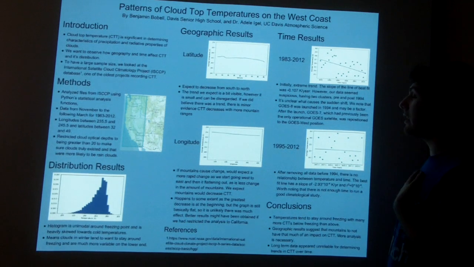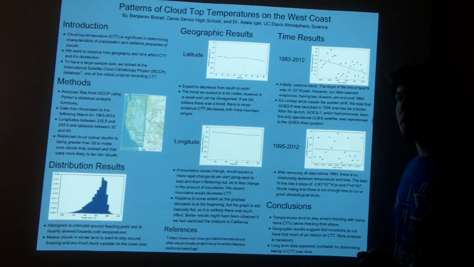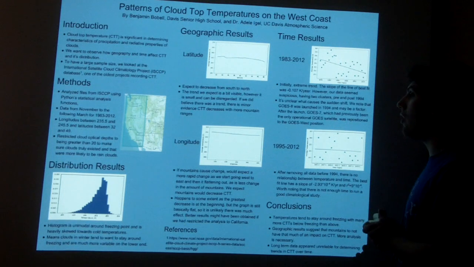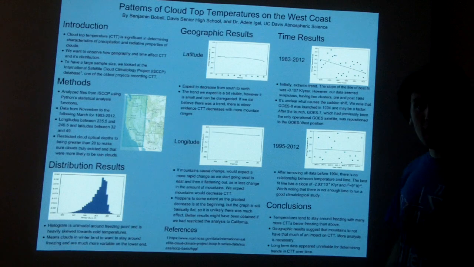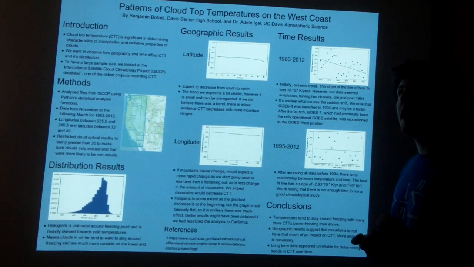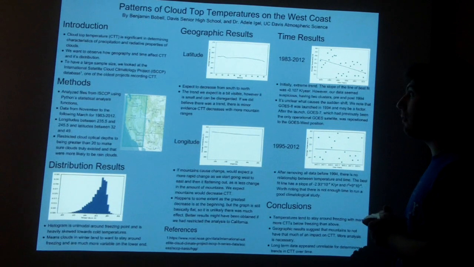I worked with Dr. Del Eigel at the UC Davis Atmospheric Science Department to study patterns in cloud top temperatures on the West Coast. Patterns in cloud top temperatures on the West Coast are not well documented compared to the East Coast. So we just wanted to see how it varied over time, mainly due to climate change, and over geographies, maybe due to topography, maybe not, we did not know.